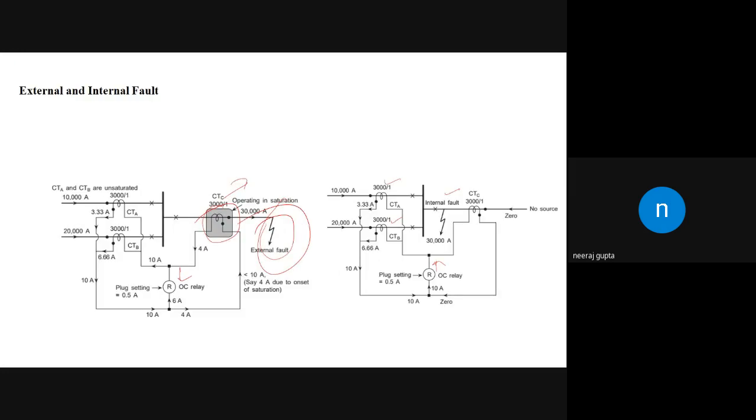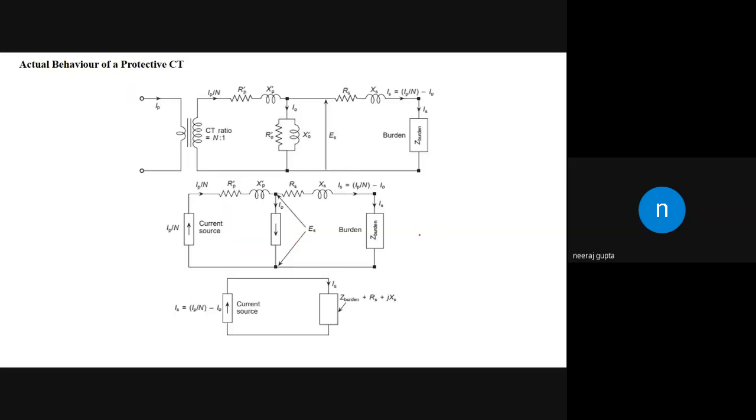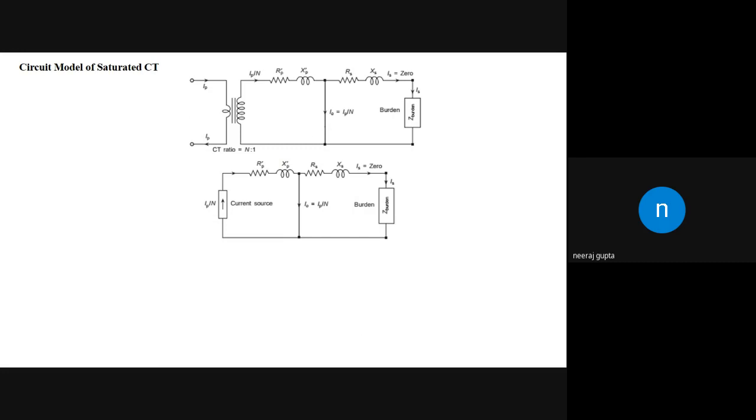If you see from the equivalent circuit point of view, you have the magnetizing branch here, and we have the series branch and the parallel branch. As I have already told you in some of the previous lectures also, as the secondary current goes on increasing, this voltage goes on increasing, and the imperfections are getting magnified. So if we want to draw the circuit model of that saturated CT, then you can simply represent it like that for any analysis purposes.